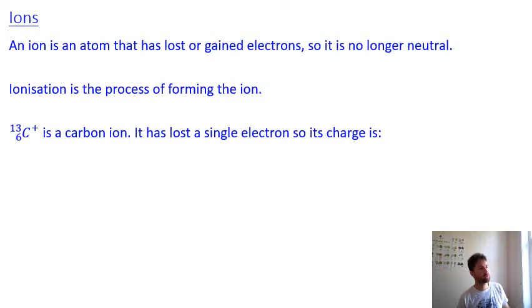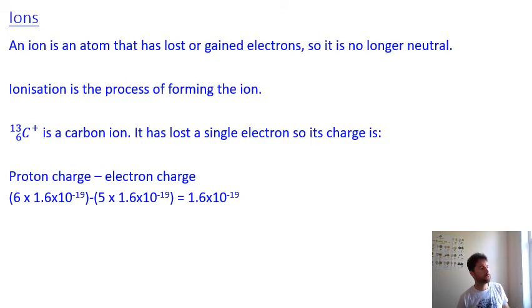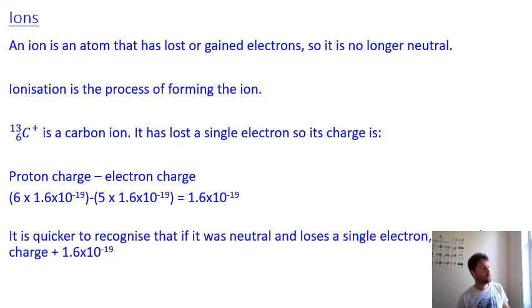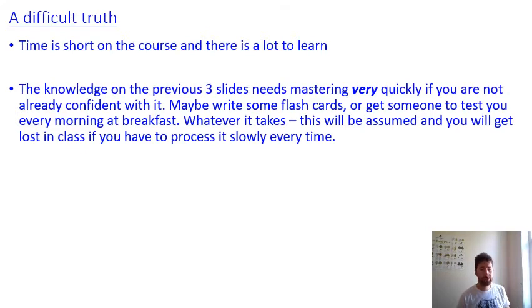It's lost a single electron. Remember, the number of protons can't be affected. All we can lose is electrons from the outer shell. It's lost a single electron, so its charge is, well, it's got now 6 protons and only 5 electrons. So it's got a charge of plus 1.6 times 10 to the minus 19 coulombs. But you might probably, hopefully, find it quicker to just see that, well, it was neutral and it's lost a single electron. So all of its protons are cancelled out bar 1, so it's got the charge of that 1 proton.